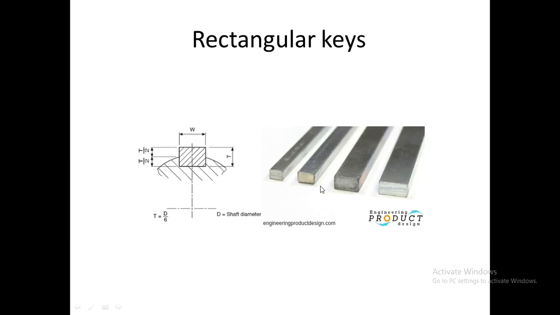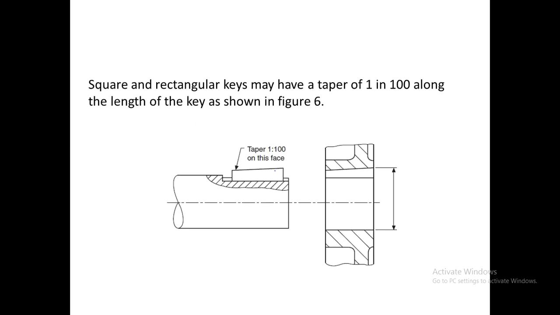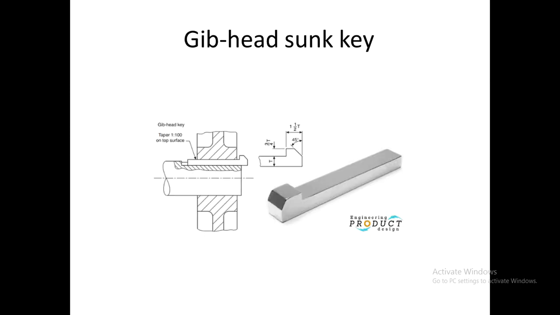So this is a rectangular key, so we can see the cross section of the key is rectangular in shape. This is a square key with a square cross section. Both square keys and rectangular keys have a taper of 1 is to 100. Only parallel keys do not have this taper. So parallel keys do not have the taper of 1 is to 100. They can either be square or rectangular cross section.